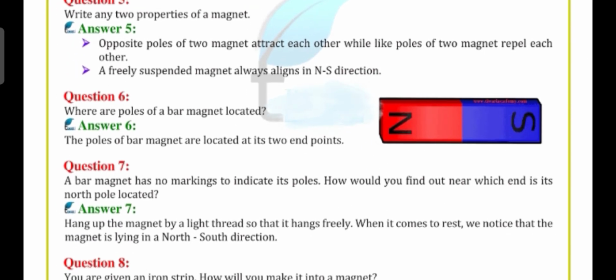Now we can move to the sixth one. Where are the poles of a bar magnet located? Here you can see the image of a bar magnet is given. Where are the poles of the bar magnet located? At the two ends. At the two ends the poles of the bar magnet are located.